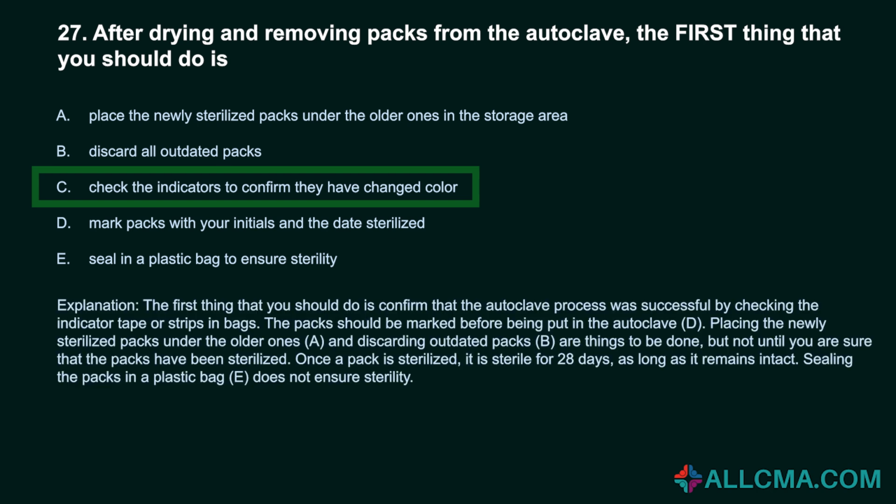The first thing that you should do is confirm that the autoclave process was successful by checking the indicator tape or strips in bags. The packs should be marked before being put in the autoclave, D. Placing the newly sterilized packs under the older ones, A, and discarding outdated packs, B, are things to be done, but not until you are sure that the packs have been sterilized. Once a pack is sterilized, it is sterile for 28 days, as long as it remains intact. Sealing the packs in a plastic bag does not ensure sterility.